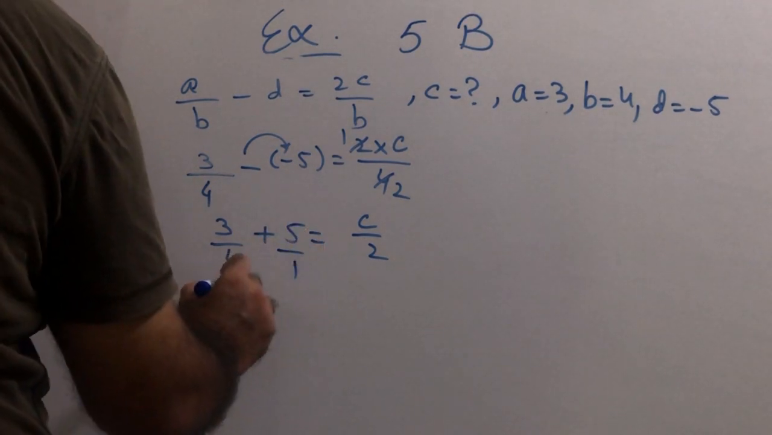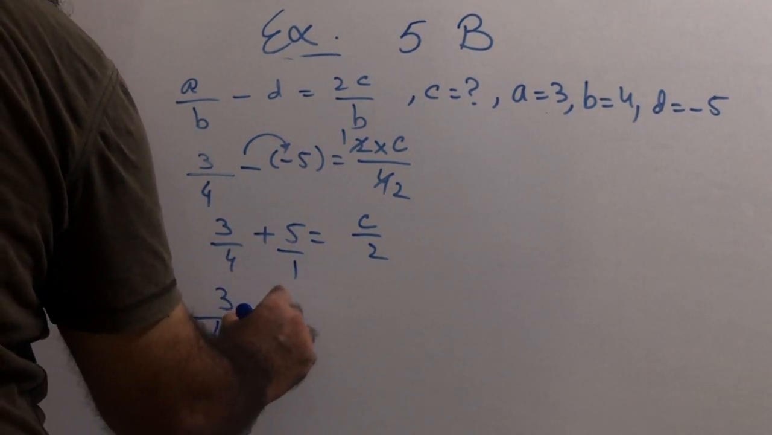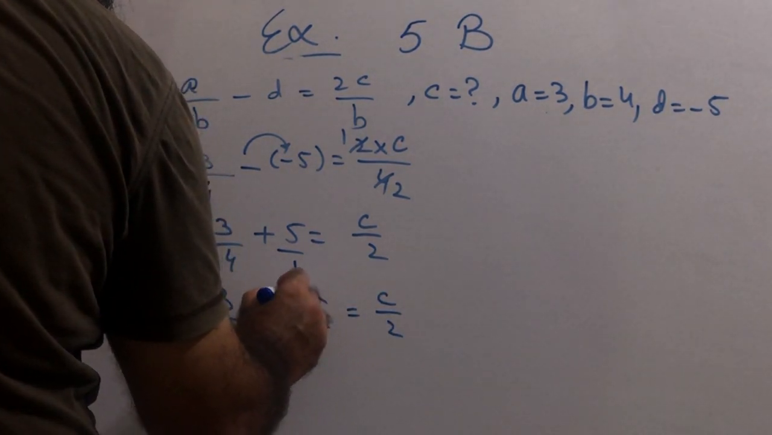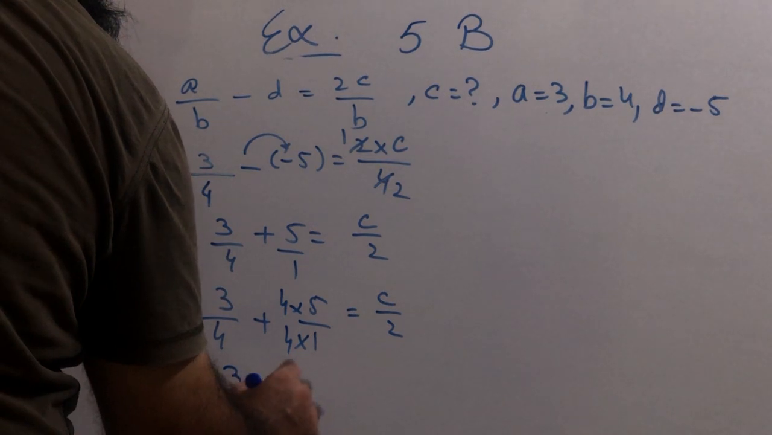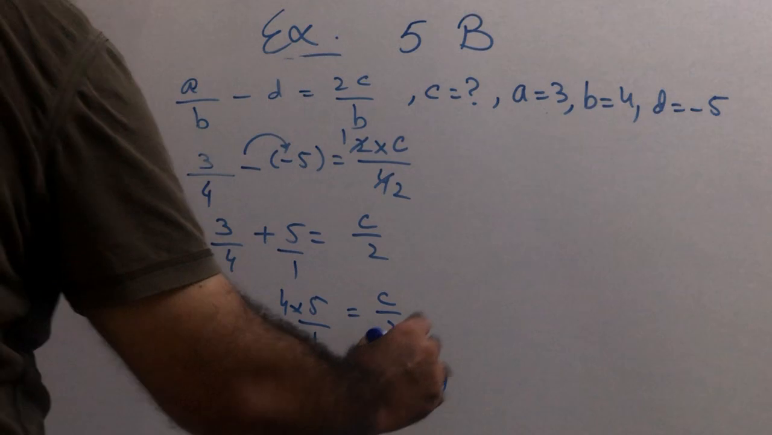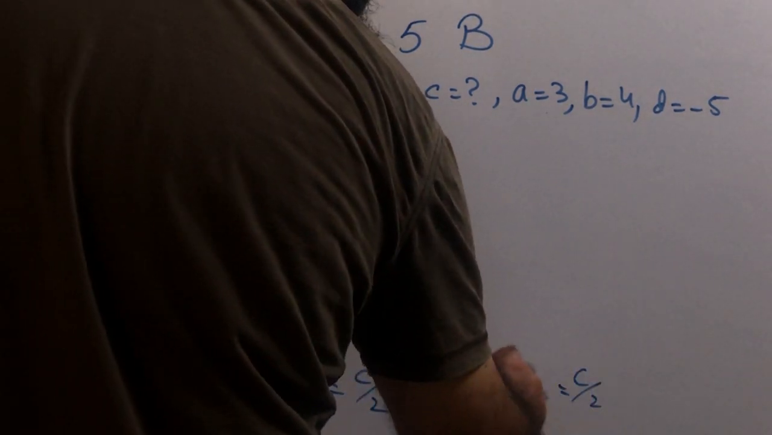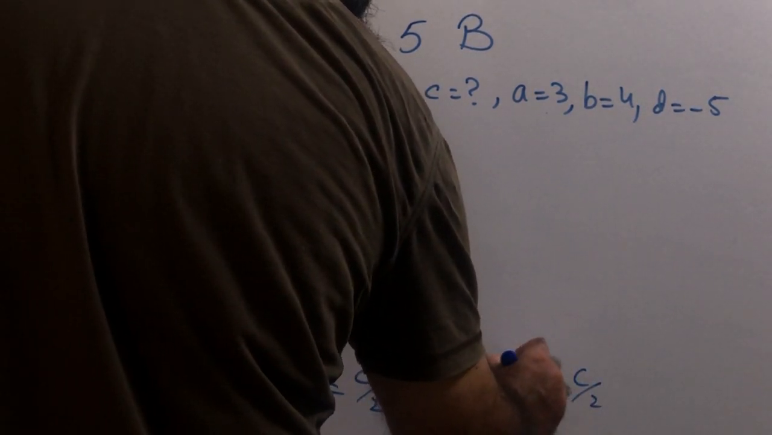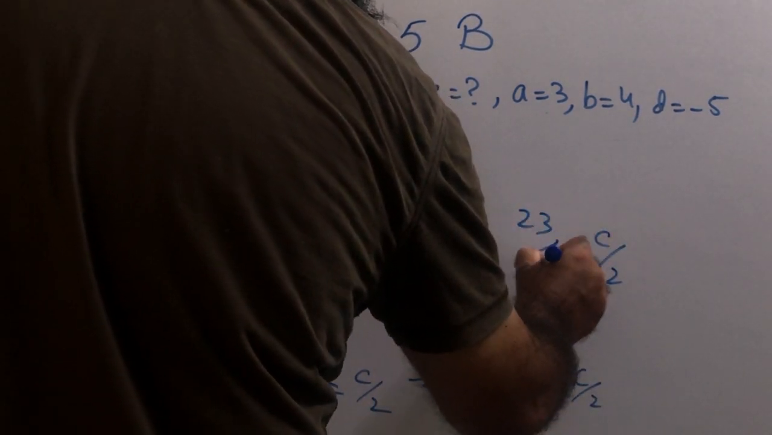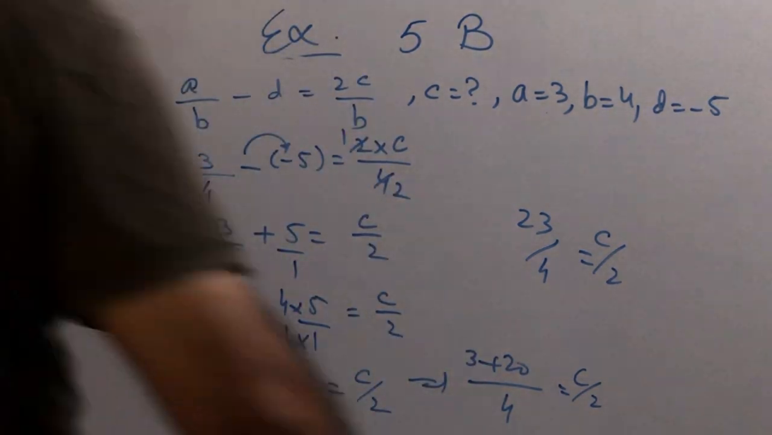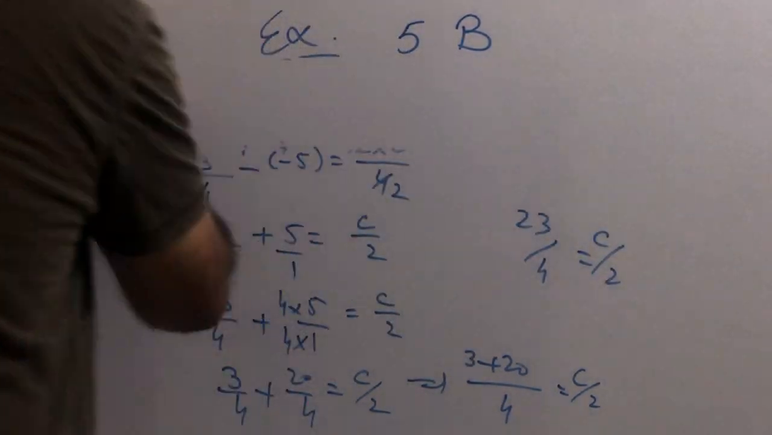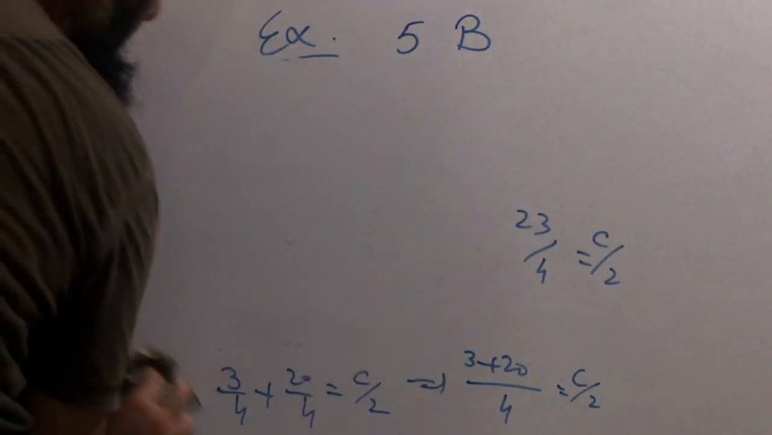Here we have 1. We'll just equalize the denominator. Multiply this with 4 over 4. We get 3 over 4 plus 20 over 4 is equal to C over 2. We take LCM. 4 becomes 3 plus 20 over 4, it becomes C over 2 is equal to 23 over 4. Divide with 4 and get the answer in mixed numbers. It was very simple. We just plugged in the values given and we found out the unknown value.